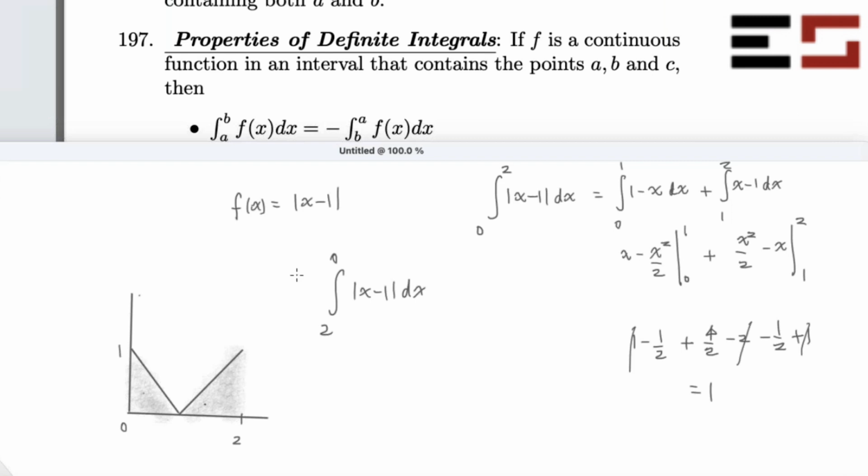Because if you flip the limits, it gets multiplied by -1, right? So if I ask you what is the area, then give me the area. If I ask you what is a definite integral, give me the value of the definite integral and nothing else, which can be negative or positive. So you have to keep these things in mind. Is that clear? Any questions?